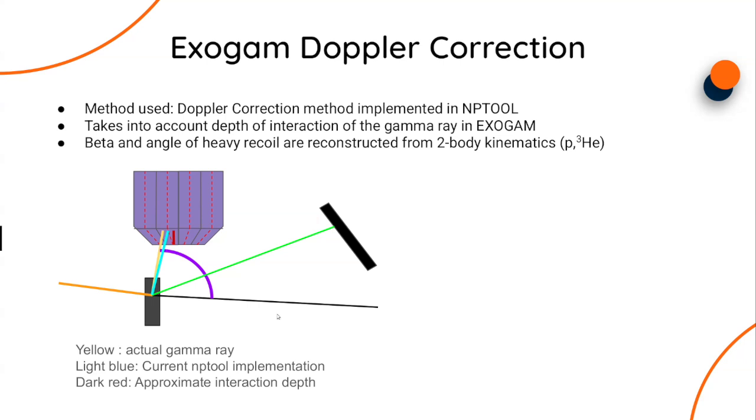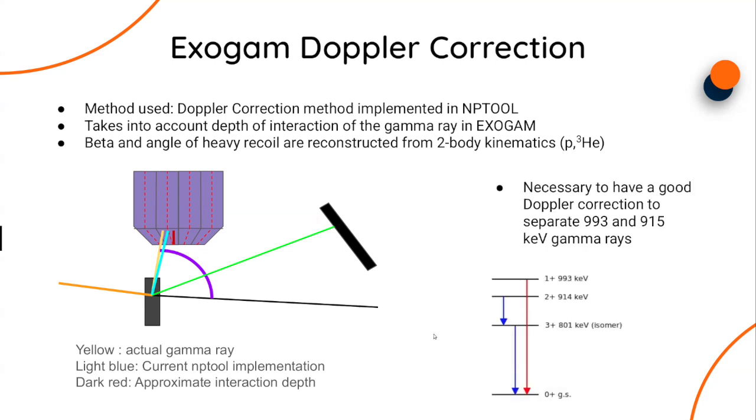By using all this information, we're able to have a good Doppler correction, which we use to separate well the peaks that we have. In particular, it's important to have a good Doppler correction because the gamma ray that we're interested in is at 1 MeV here, and there is one that is quite close at 915 keV. So it's important to have a good Doppler correction to be able to separate well these two states to evaluate our cross sections.